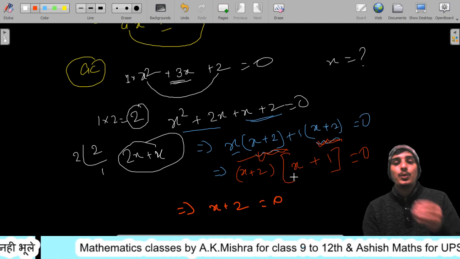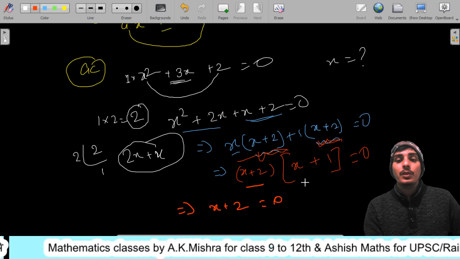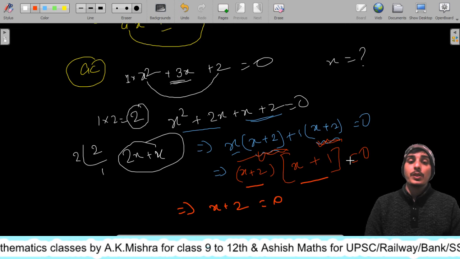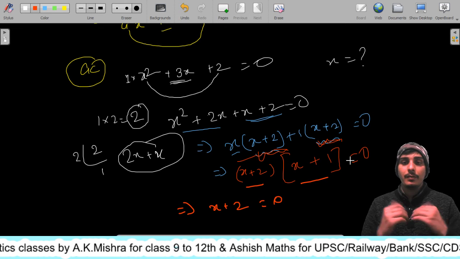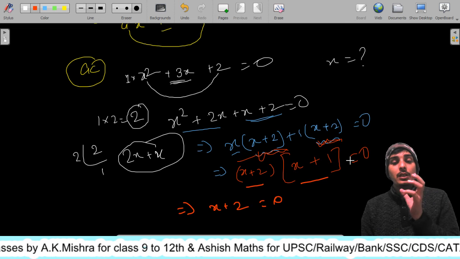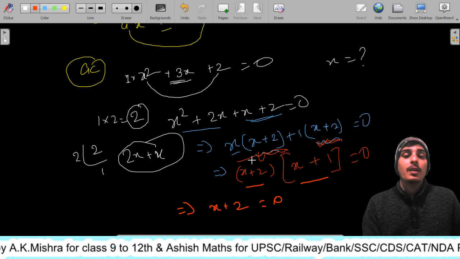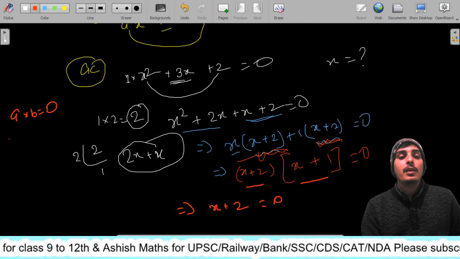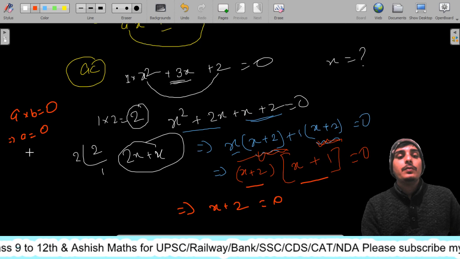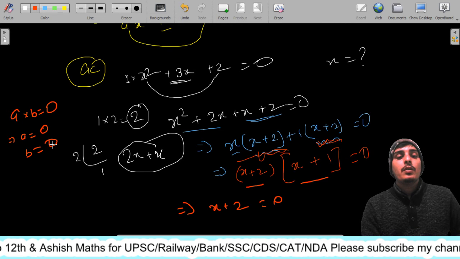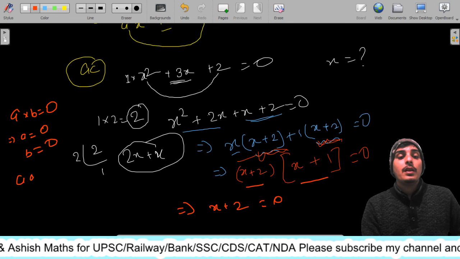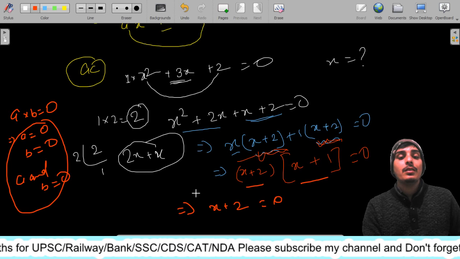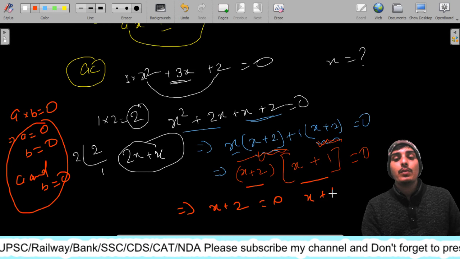to 0. So it may be that one number is 0, or both numbers may be 0, right? Because the multiplication of non-zero numbers is never 0. So if the multiplication of two numbers a and b is 0, it means a may be 0 or b may be 0, or both a and b are 0, right? So you can write x plus 2 equal to 0 and x plus 1 equal to 0, guys.